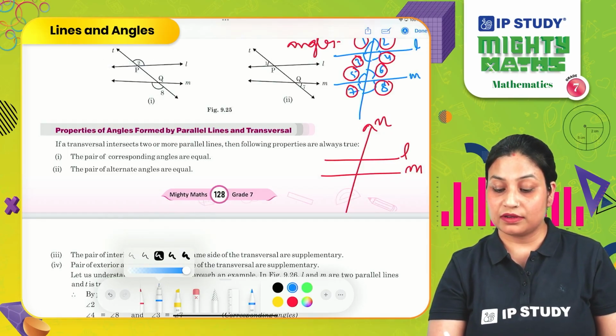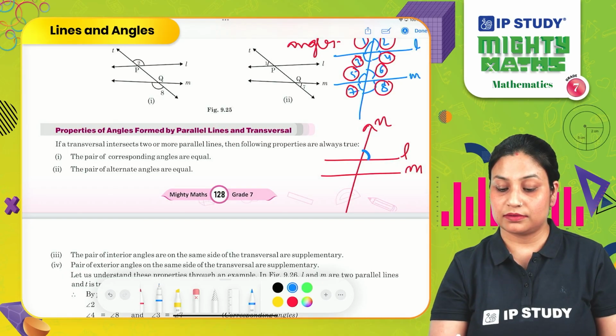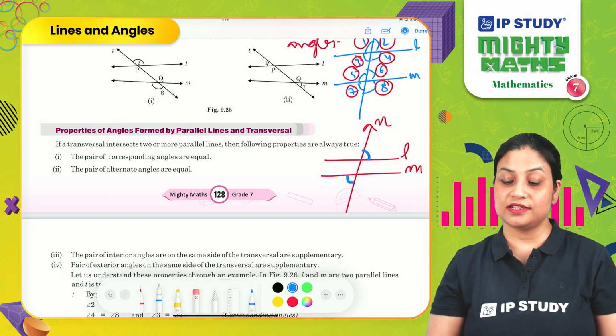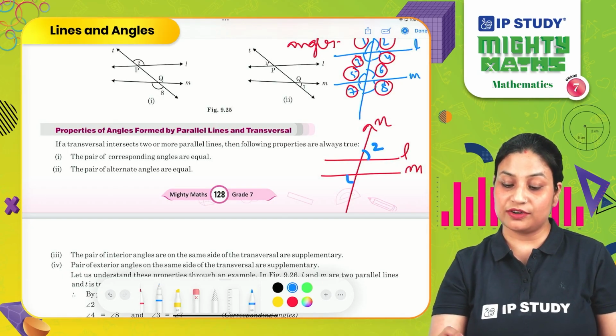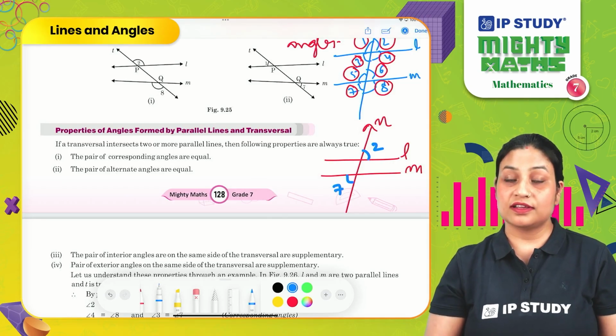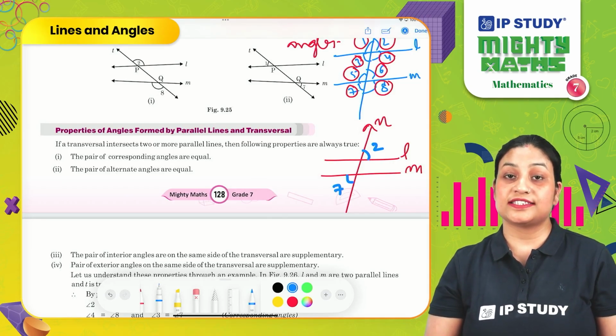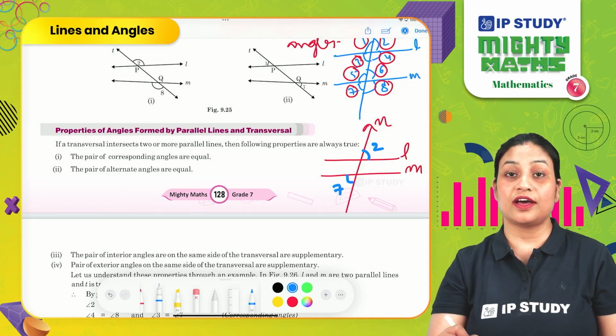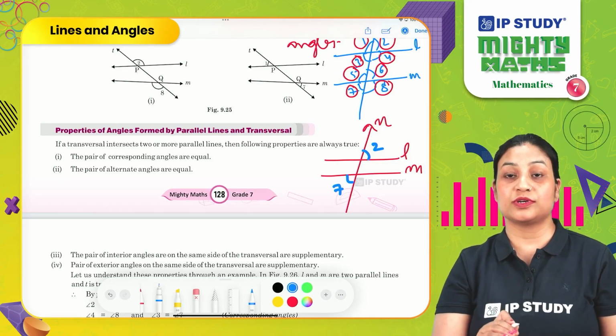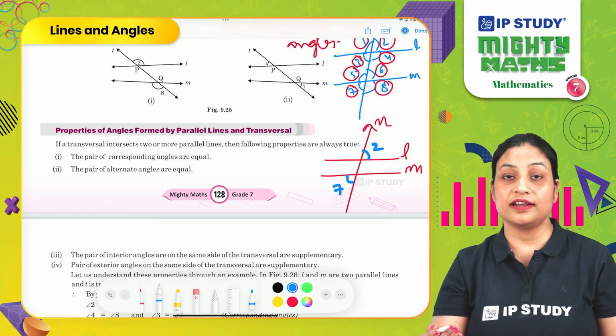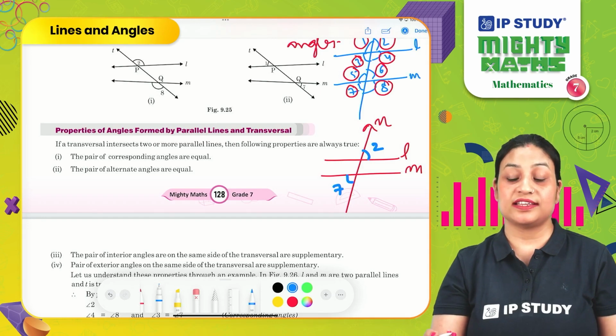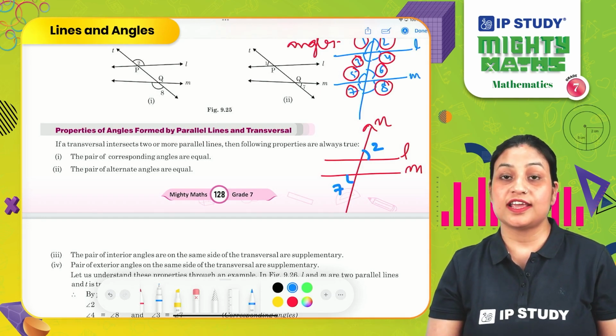See, can you see these two angles? Here this is angle 2 and this is angle 7. This is called alternate exterior angle. They are on the opposite side of the transversal and exterior, right? Outside the parallel lines. So we call them alternate exterior angles.